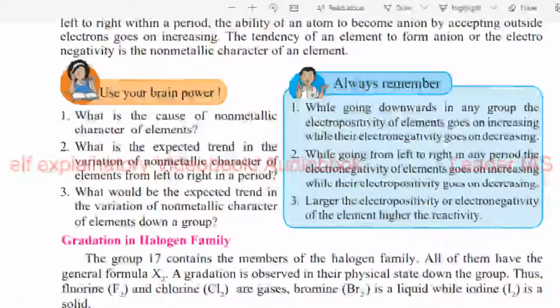In a box, always remember: while going downwards in any group, the electropositivity of an element goes on increasing, while electronegativity goes on decreasing. Second, while going from left to right in any period, the electronegativity of an element goes on increasing, while the electropositivity goes on decreasing. Third, the larger the electropositivity or the electronegativity of the element, the higher the reactivity.